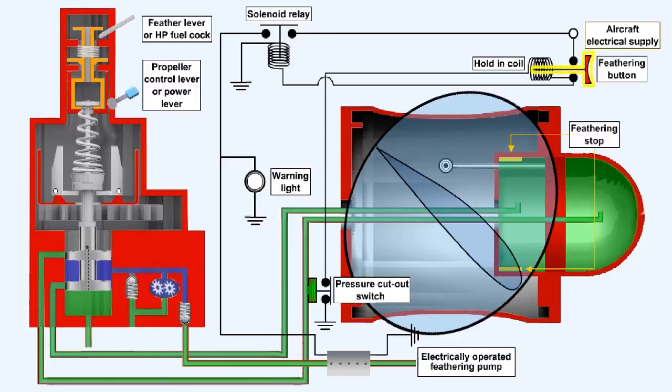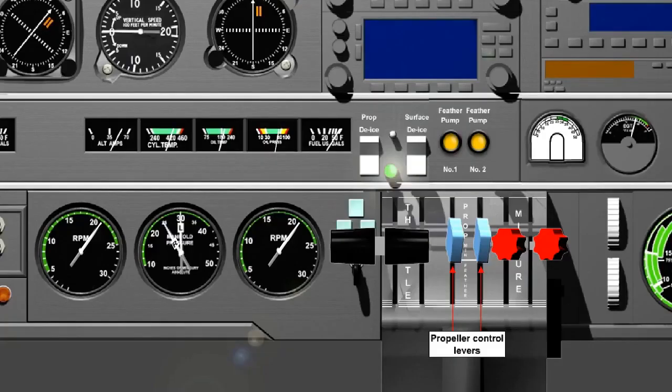The oil pressure required for feathering the propeller is generated by an electrically driven pump, which may be activated by a feathering button in the cockpit. With the exception of operating the feathering pump, the basic control selection for feathering the propeller remains the same. That is, selection of the propeller control or condition lever, operation of a separate feathering lever, or, on some turboprop systems, moving the HP fuel cock to the feather position.